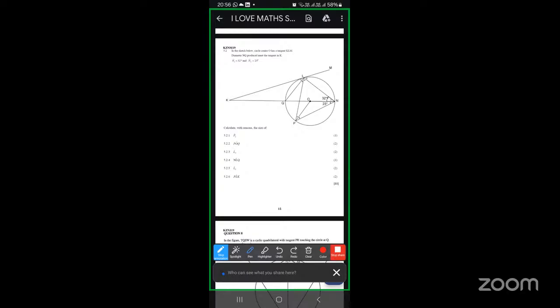No, there isn't. So there's nothing we can do with the cyclic quad properties. Then is there parallel lines? No, there are no parallel lines. Is there a tangent? Yes, there is a tangent.